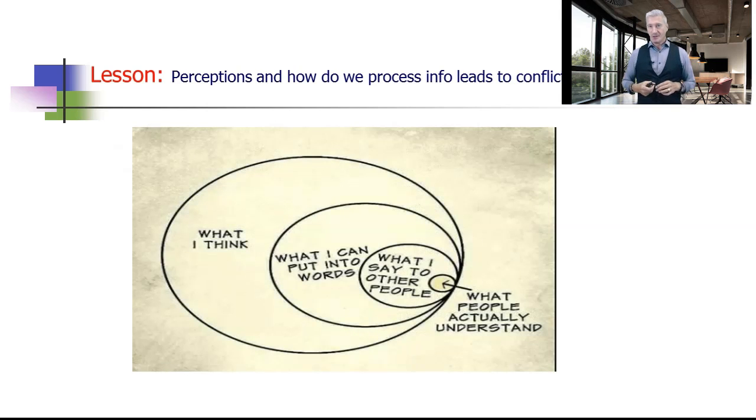For some people, it's easier to understand or to communicate visually, and the picture can be more helpful for them to understand than using a lot of words. So here you can see that sometimes what I think, so the starting point is what I think, the next step is how I put it into words, and then how I say it to other people, and then finally what the other people actually understood.